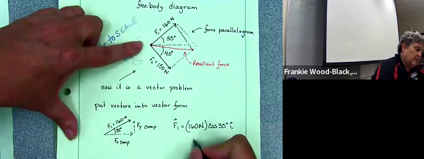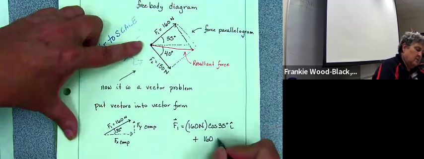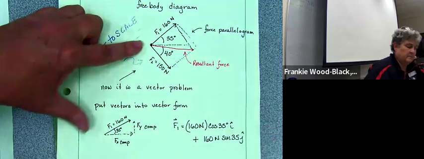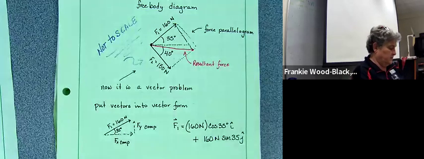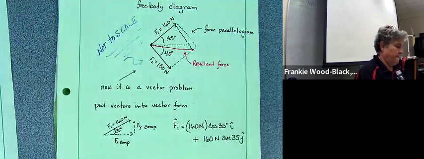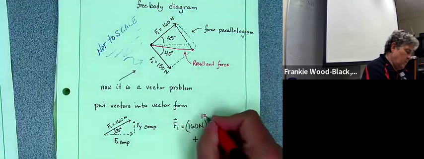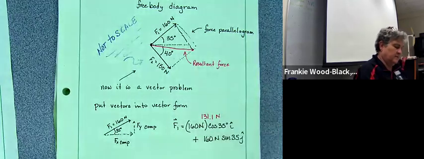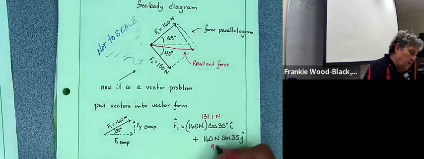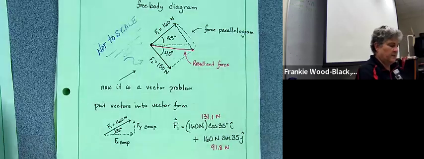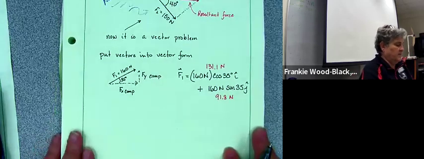in the I direction plus 160 newtons sine 35 degrees in the J direction. And if I do that calculation, this is 131.1 newtons, and this is 91.8 newtons. I'm going to do the same thing for my second vector.